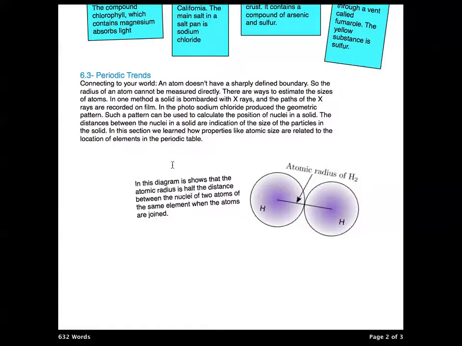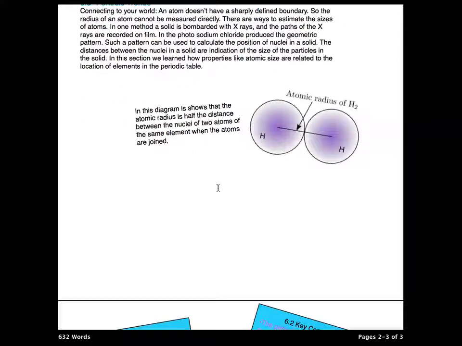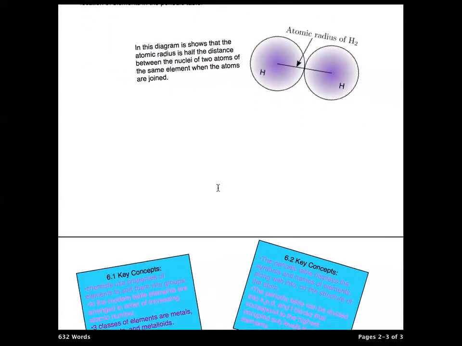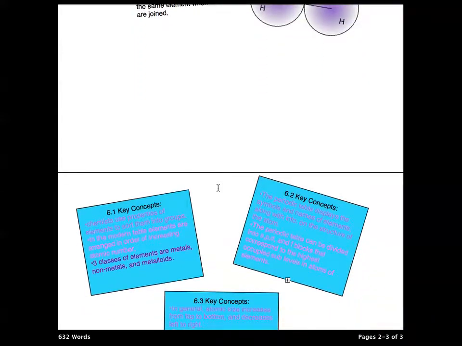In this section, we learned how properties like atomic size are related to the location of elements in the periodic table. So here's a picture of the atomic radius of H2. This diagram shows that the atomic radius is half the distance between the nuclei of the two atoms. It is the same element when the atoms are joined. So that shows how that is in relation. And then just an overview.